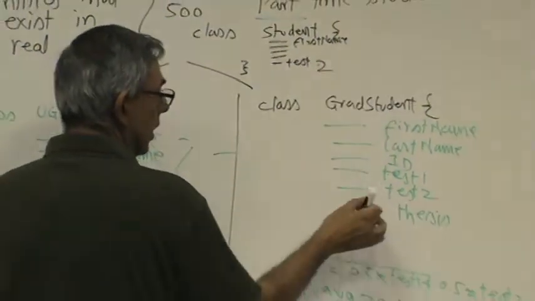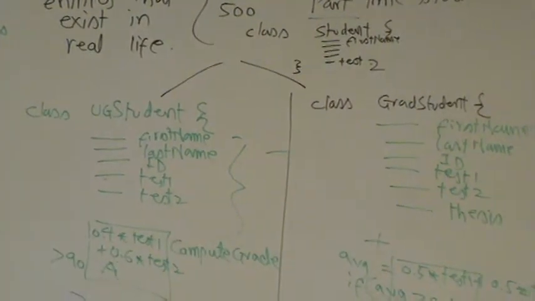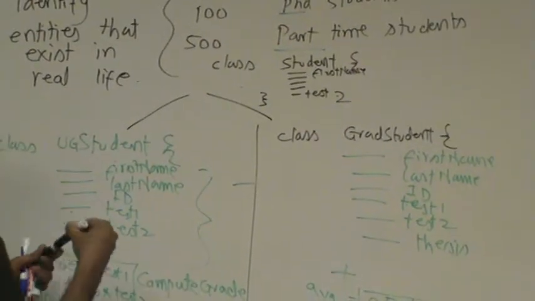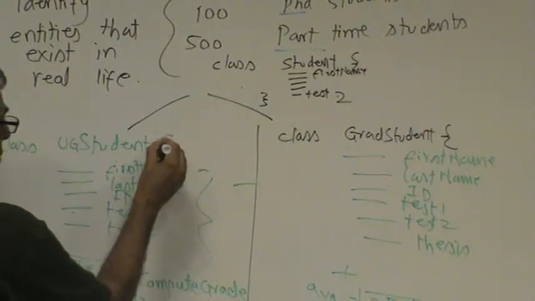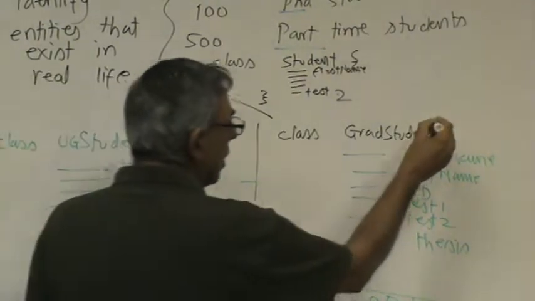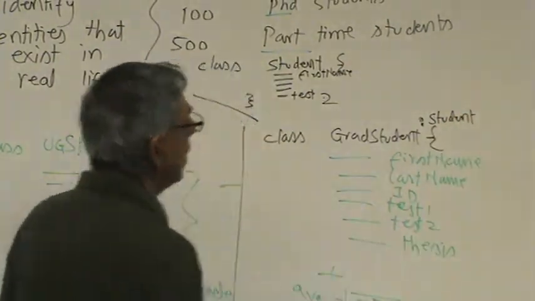Because it's not common. Thesis is only here. It's not in this student class, right? Okay, so now we will go over here and we'll say inherit from where? Student. Okay, inherit from student, right?